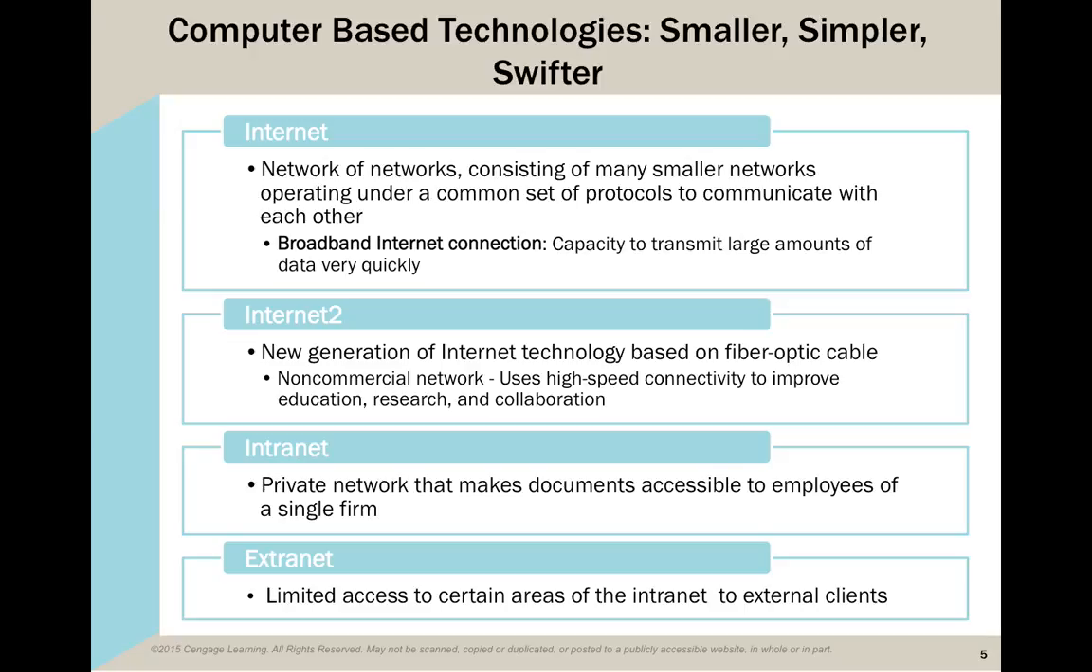group of people. And then there's the extranet, and it is similar to the intranet, but it allows certain access to particular clients that are outside of the firm. For example, Walmart would have access to ConAgra's supply chain information so that they could be ordering their products in a seamless fashion. So that's an example of when you would be using and seeing an extranet.